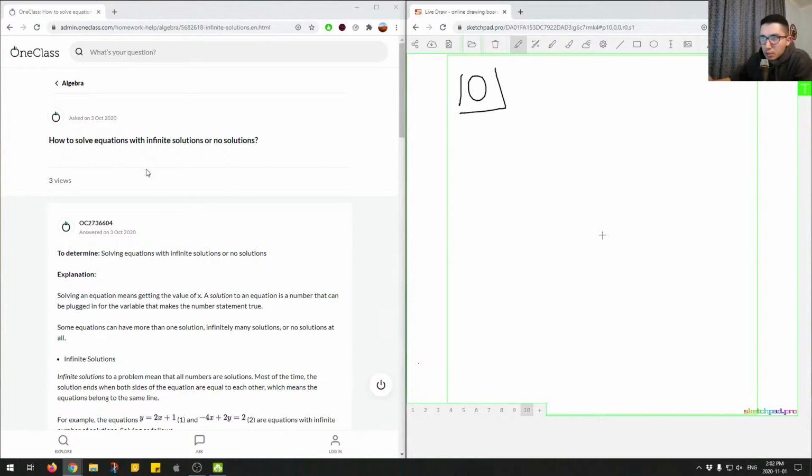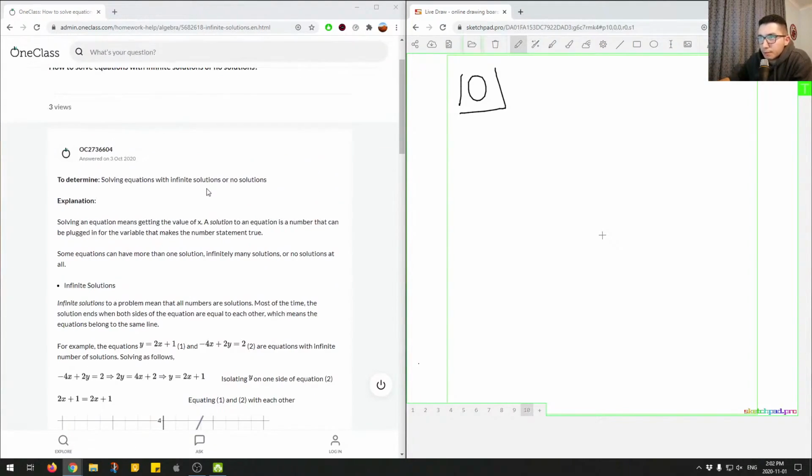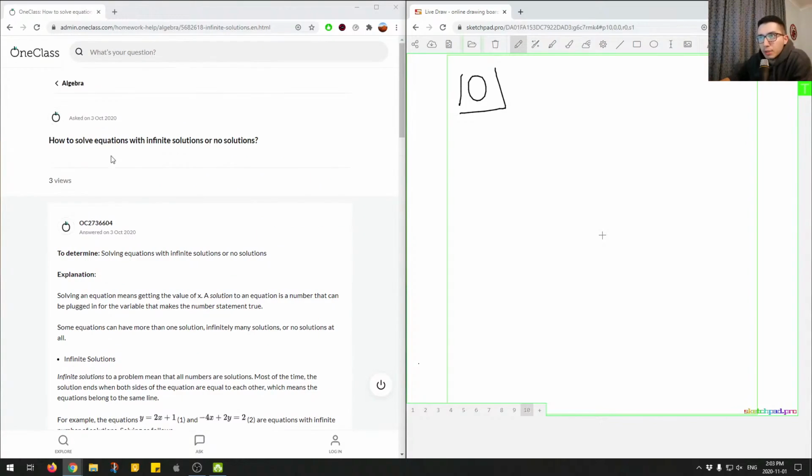How to solve equations with infinite solutions or no solutions. So let's go through what the Junior Tutor explained here, and then we'll outline how to conceptually think about this and how to use it to solve equations. So there's two situations, infinite solutions or no solutions. The third situation actually is one solution, but we're only focusing on these two.